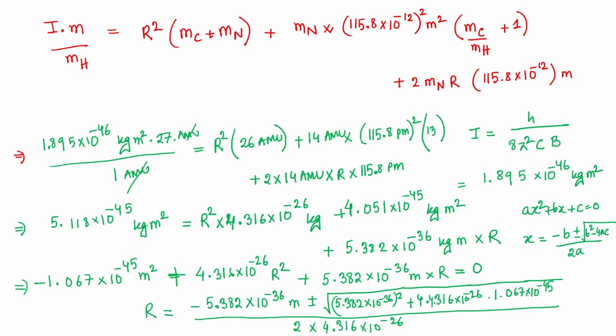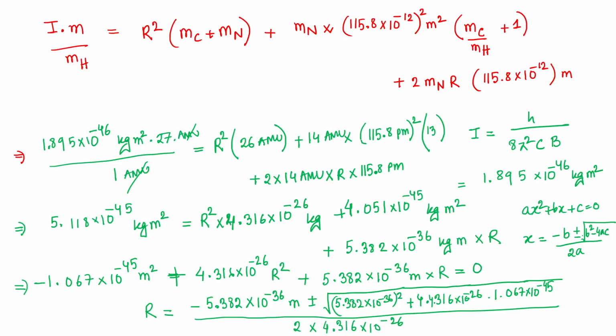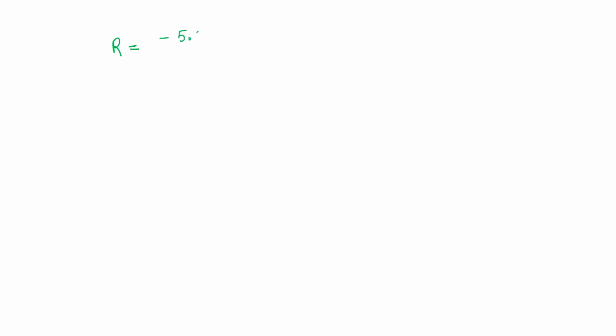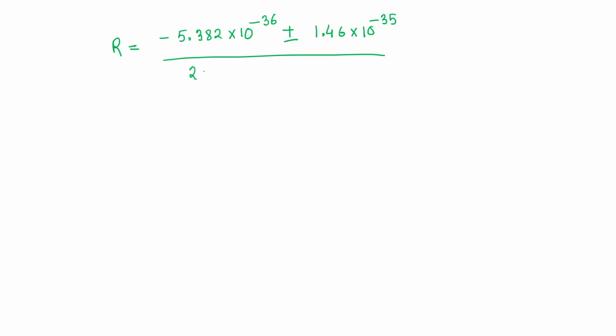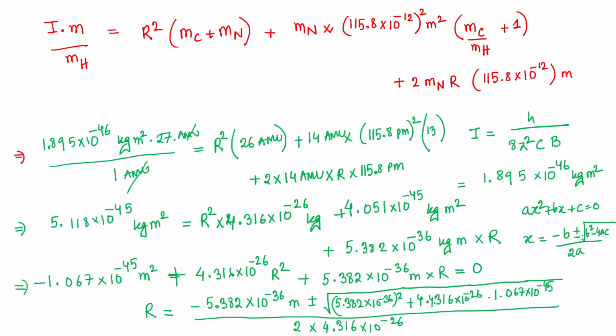Maybe I will go to the next page. R is minus 5.382 into 10 to the power minus 36 plus minus, and I got the value here 1.46 into 10 to the power minus 35, divided by 2 into 4.316.